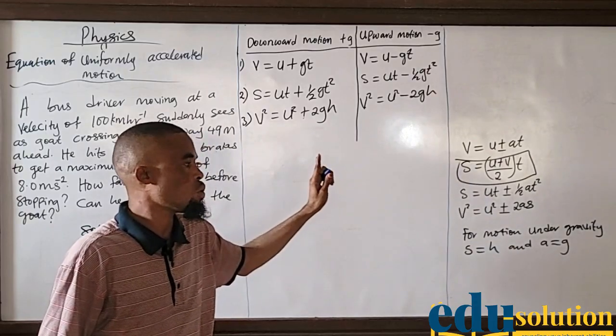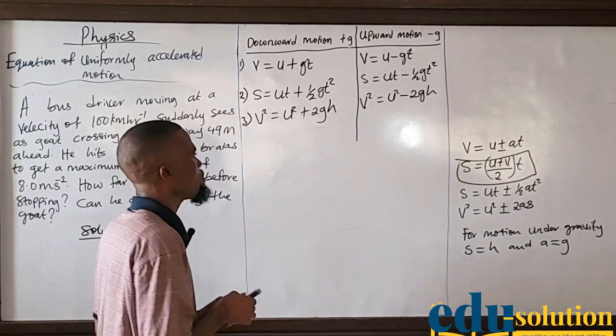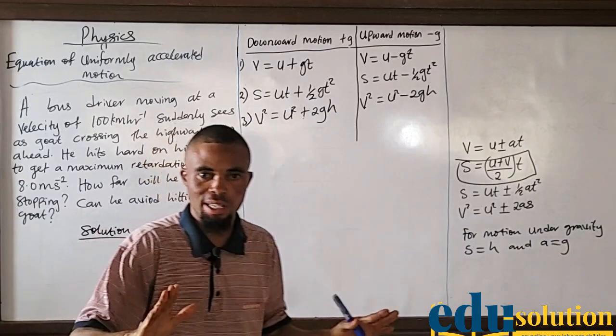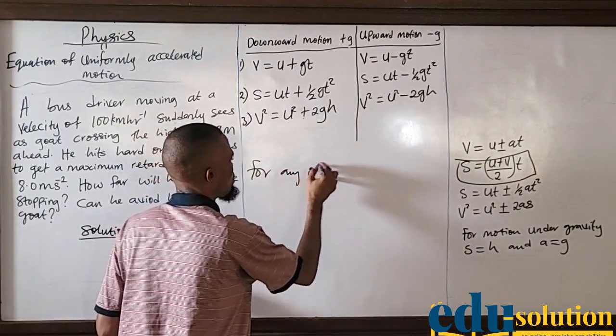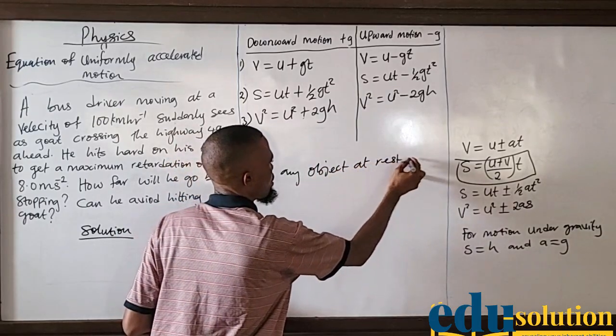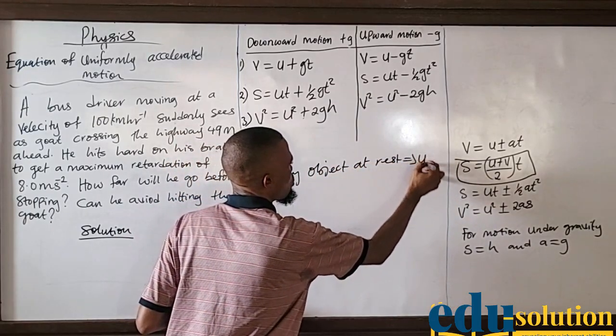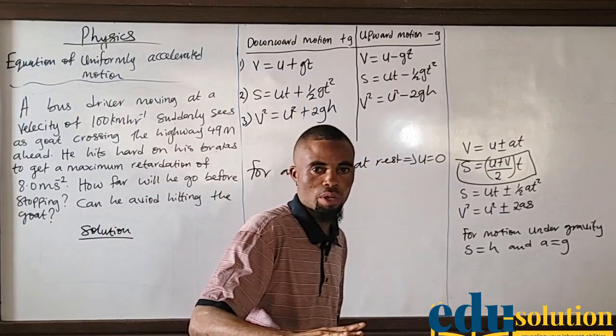Now, I also like you to know one thing again: for any object at rest, we have U is equal to 0, because the object is at rest. Okay?